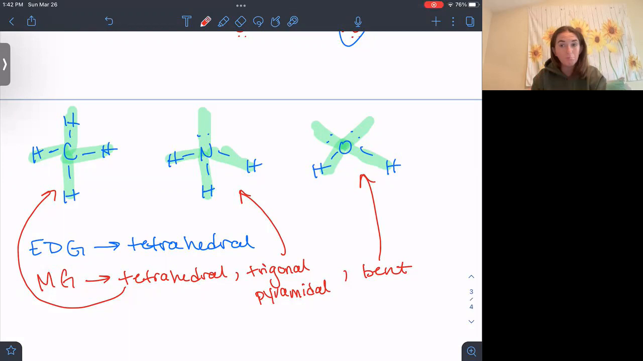Okay, then when we talk about bent, this is now taking one of your feet off of the tripod. So now you just have 2 feet left on your tripod. It looks bent. It's just that V shape that we look for. And those 2 lone pairs are now going to take up even more space than just the 1 lone pair would.